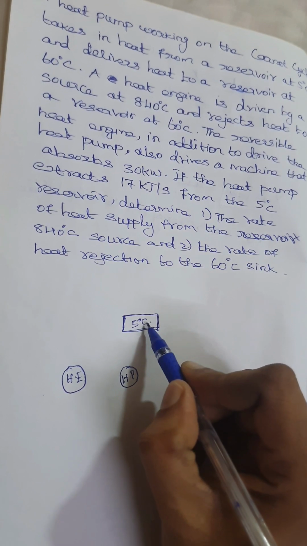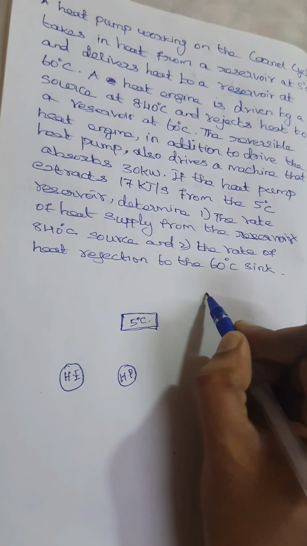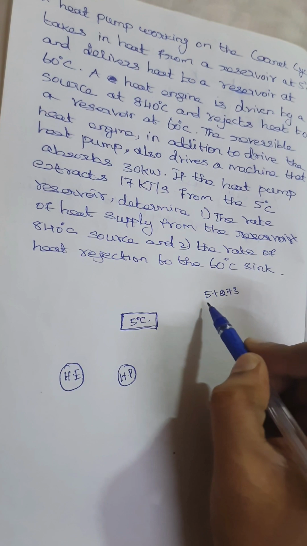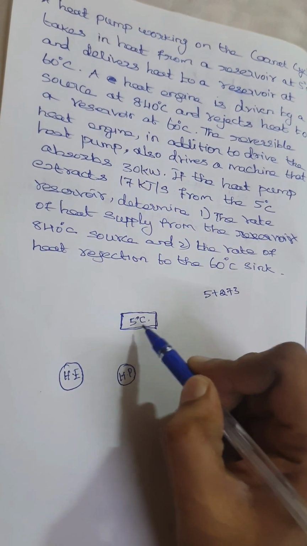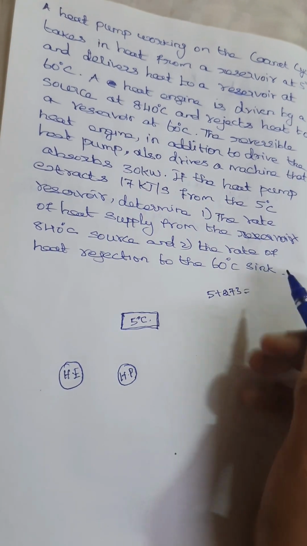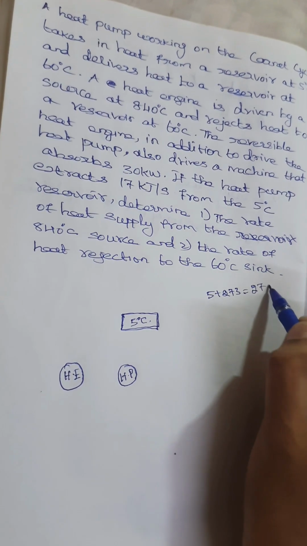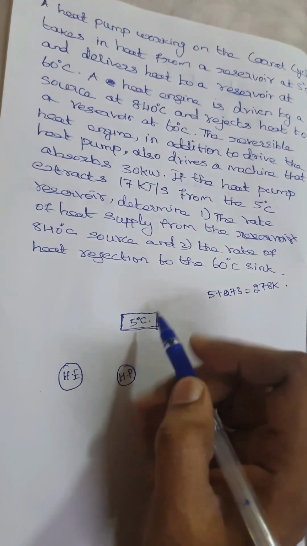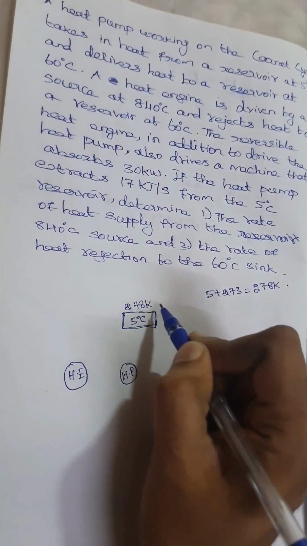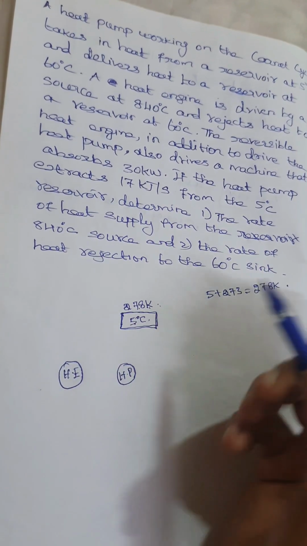If you convert degree centigrade to Kelvin, you have to add 273 to the degree centigrade, whatever is given. Here it is given as 5, so you have to add 5 plus 273 in order to convert this degree centigrade into Kelvin. So it will be 278 Kelvin. So you can mention it as 278 Kelvin directly, instead of writing 5 degrees centigrade.